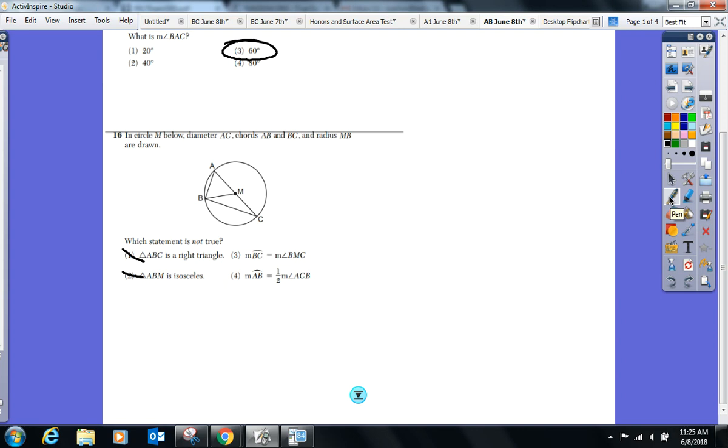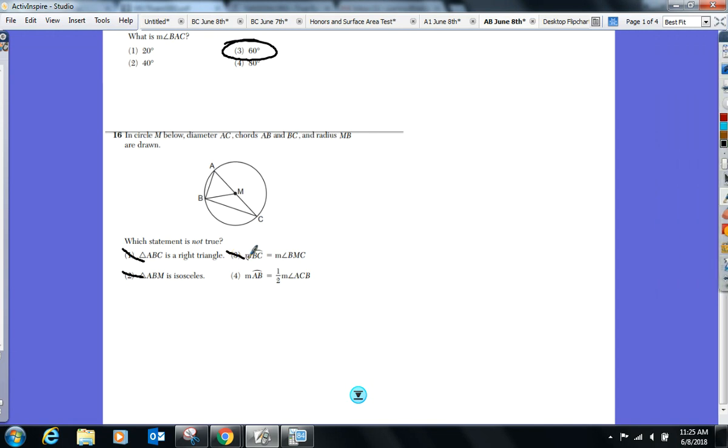Arc BC and angle BMC have the same measure. What did we call angle BMC? Central, what's it always equal to? The arc, and what's its arc? What arc belongs to BMC? BC, so they should have the same measure, yes. So why would number 4 be wrong, not by process of elimination, though?